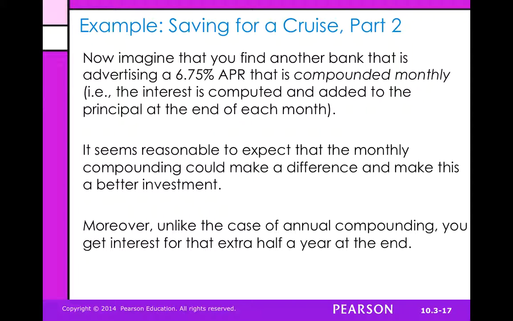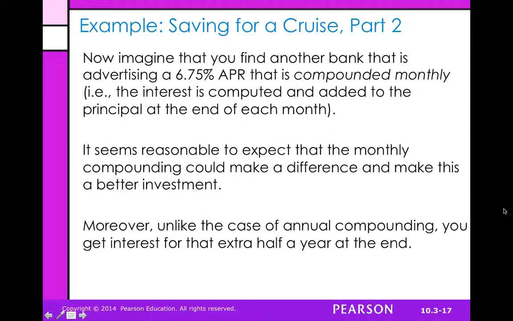Now imagine you find another bank that's advertising 6.75% APR that is compounded monthly, not annually. So what that means is now they calculate interest each month rather than each year. So inside of a single year, they're calculating interest for you 12 times, not just one time. It seems reasonable to expect that monthly compounding could make a difference and make this a better investment.